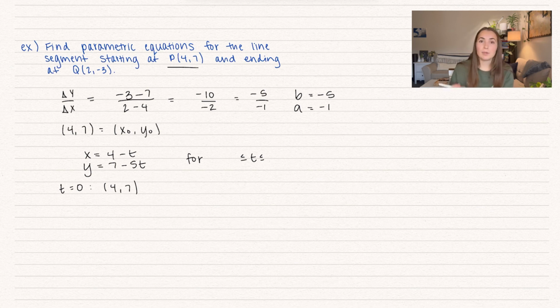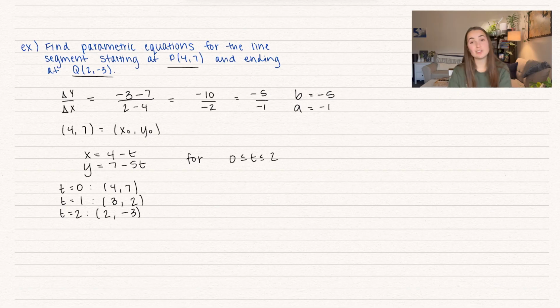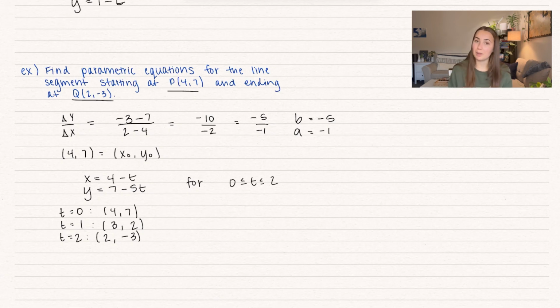Now let's go ahead and find where we're supposed to stop. We can do that by plugging in t values until we find where we have to stop. We'll move on to the next whole number, t is equal to 1. So here we get 4 minus 1 is 3, 7 minus 5 is 2. Now let's go on to t is equal to 2, right? We get 4 minus 2 is 2, 7 minus 10 is -3. And that's our Q, that's when we're supposed to stop. So I know that this is going to be for t values between 0 and 2. And that's how we can find the parametric equations for a line segment like this.